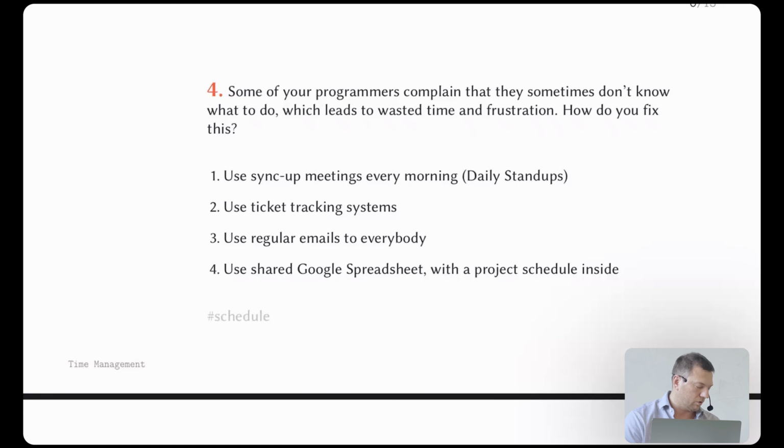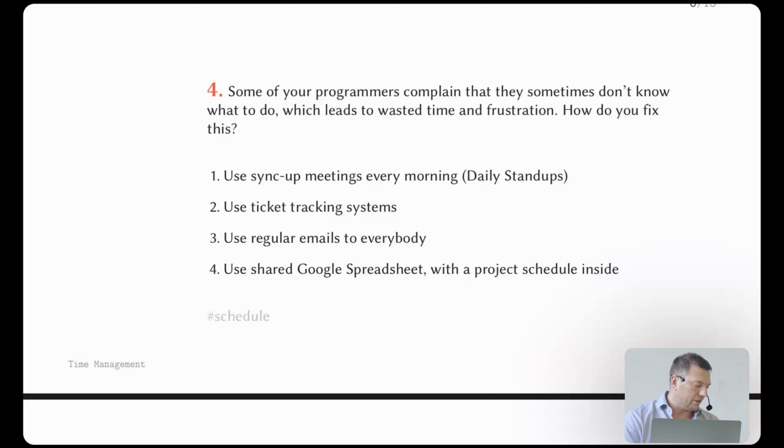And that kind of helps them to synchronize and they will know what's going on. Answer 2, use ticket tracking system. So in the ticket tracking system, the details will be there. Answer 3, use regular emails to everybody. You just email them. They don't know what to do. Okay, we're going to email them every day or every hour, every week.